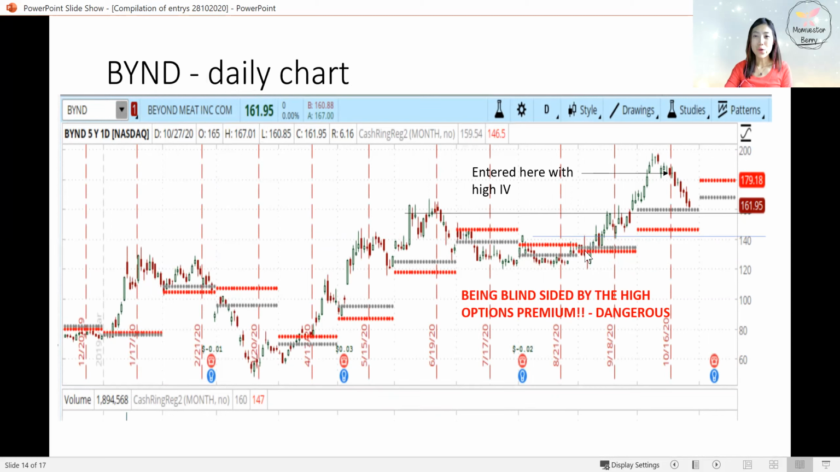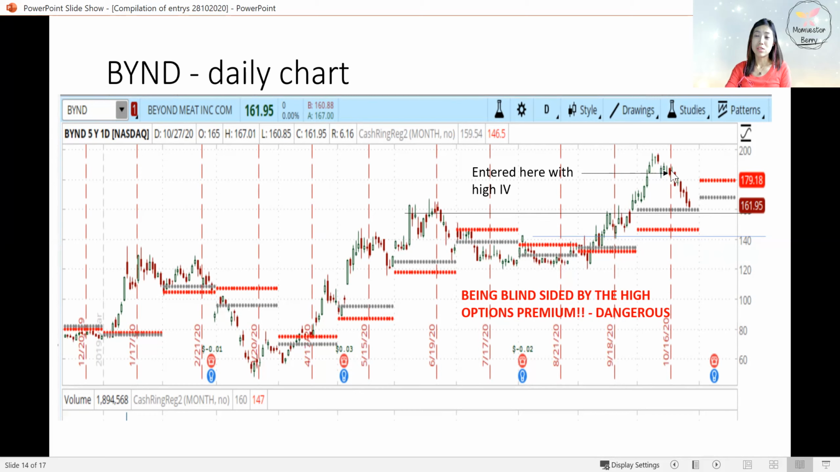Ta-da! So I waited and waited for a chance to enter a sell put. Finally, it retraced, it pulled back down. So I thought it's a good day to enter. And because on this day when I entered, I was being blindsided by the high options premium, because I sell very far out of the money put. I managed to collect a very good premium for this particular counter Beyond Meat. And because of that, I actually placed a trade on this day.